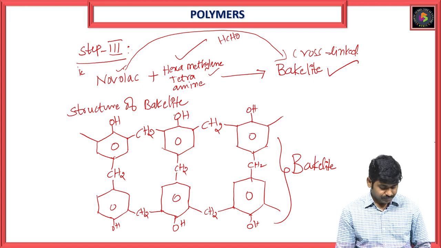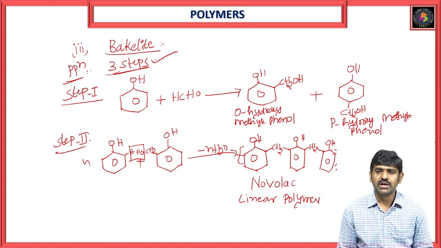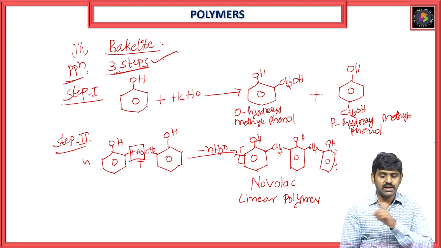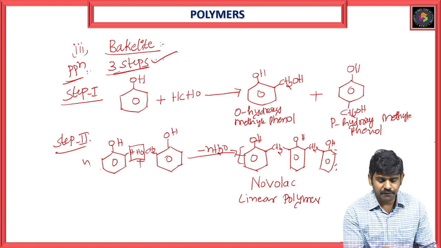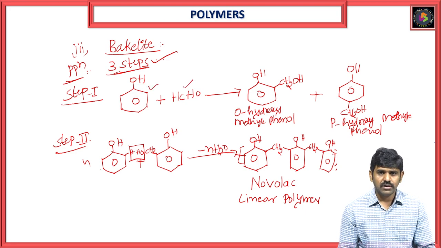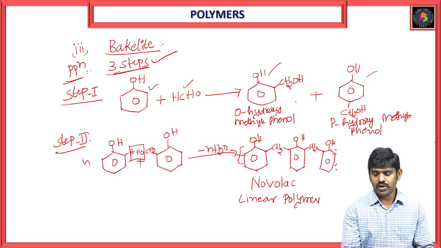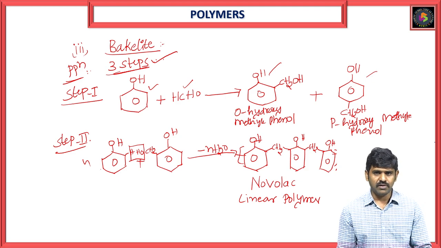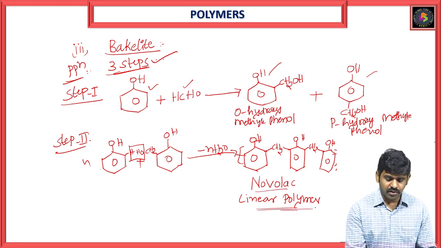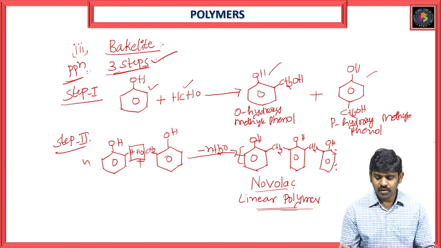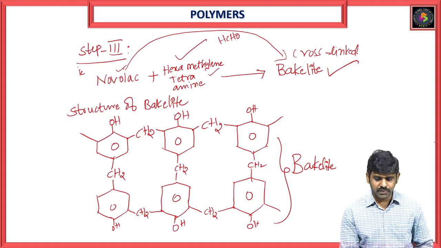So preparation once again. This bakelite preparation consists of three steps. Step one is phenol plus formaldehyde. It is formed by condensing phenol with formaldehyde. The initial step results in the formation of two derivatives, ortho and para hydroxymethyl phenol, which react to form a linear polymer called novolac. Step 2 is this ortho hydroxymethyl phenol reacting with phenol to form the linear polymer called novolac.